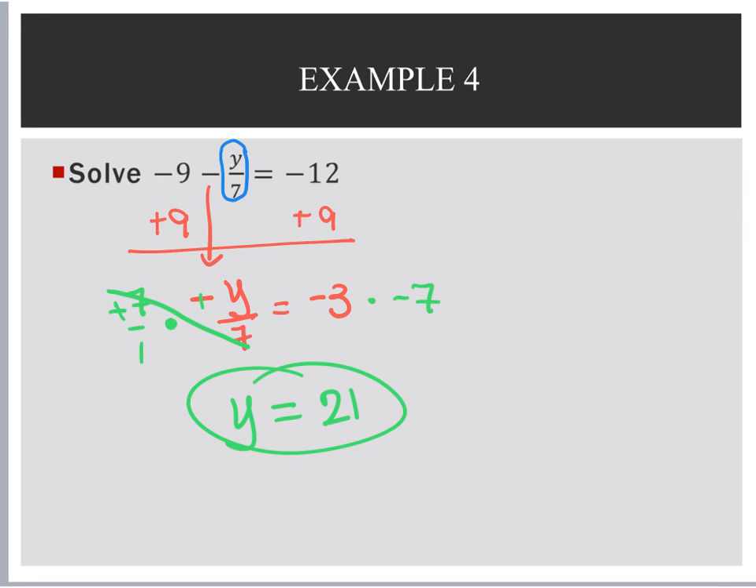And again, this one might not be a bad one to double check because we do have so many negatives. So I have -9 minus y, which we said was 21, divided by 7. This is going to give me -9 minus 3. And -9 minus 3, remember, this really becomes plus a negative. So when I do that, I end up with a -12. So that tells me I was correct.